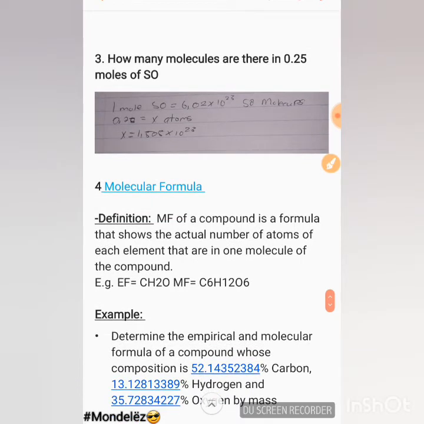So again, you still use cross multiplication, same analogy. You're going to multiply this by that, and in 0.25 moles of SO, we get this many molecules. All right.